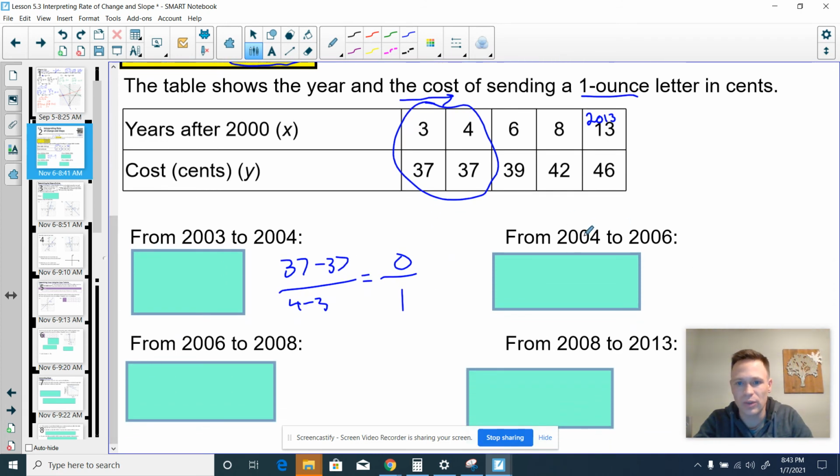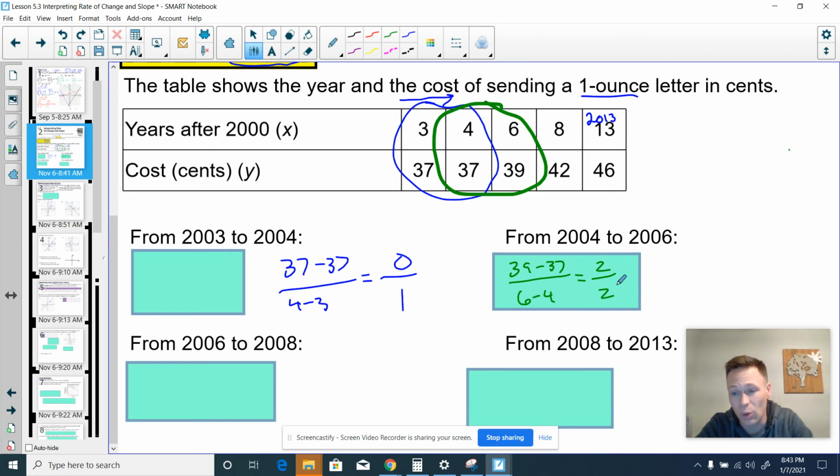From 2004 to 2006, maybe I'll use a different color for this one. 2004 to 2006, the change in y was 39 minus 37. And then the change in x was 6 minus 4. 39 minus 37 is 2, 6 minus 4 is 2. And we always want to simplify our fractions. So really that is going to be 1 over 1, or 1, which means that between 2004 and 2006, every year it went up a penny, right? Every single year it went up 1 penny.